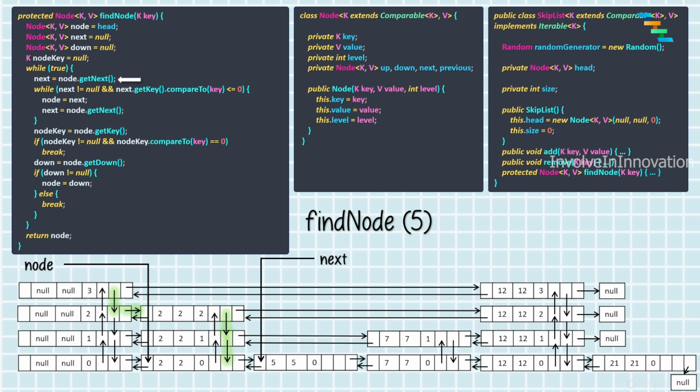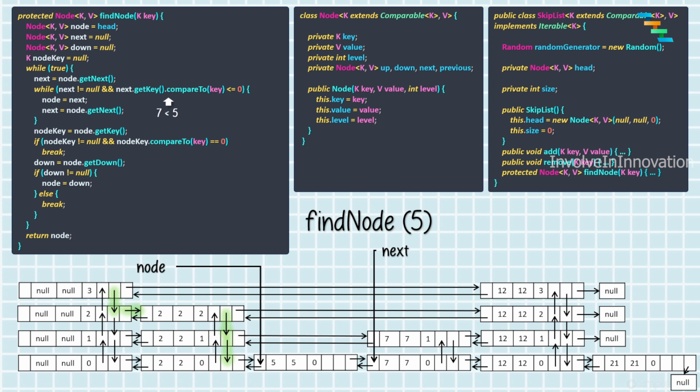Assign the current node's next, which is node 5 level 0, to the next variable. Here the next key 5 is less than or equivalent to 5. So assign this node to the current node variable. Assigning the next of the current node to the next variable.